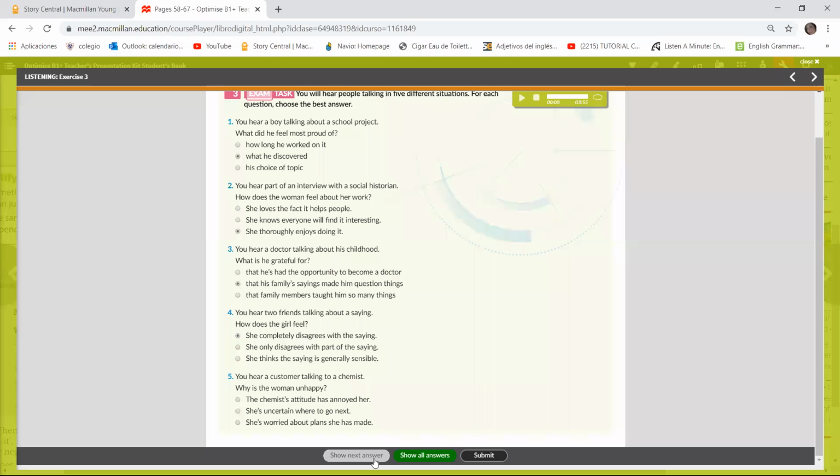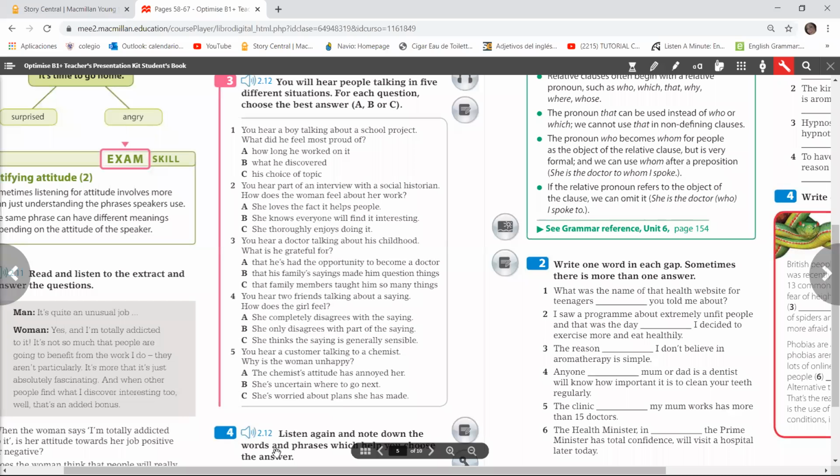A. Okay, A, you say A is the letter C. She's worried about plans she has made, okay? But, okay, to check this now, I need to listen again, okay? But we have another activity with this. Pay attention, this activity is the number 4.